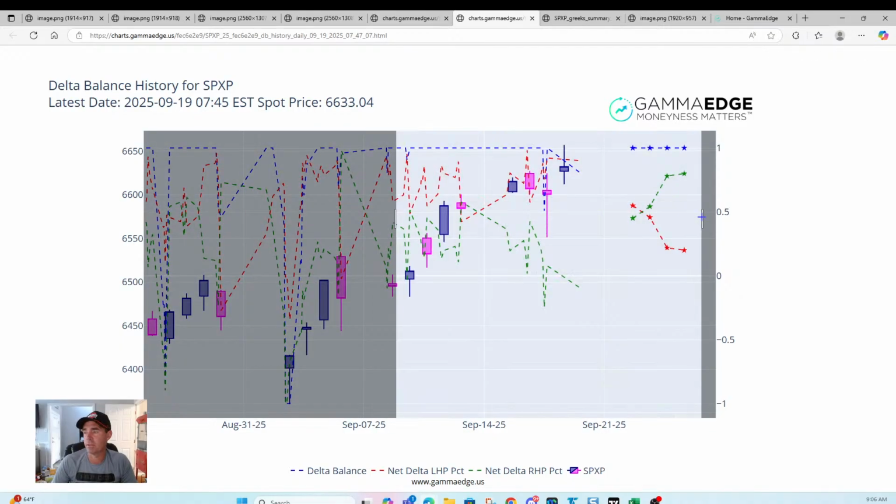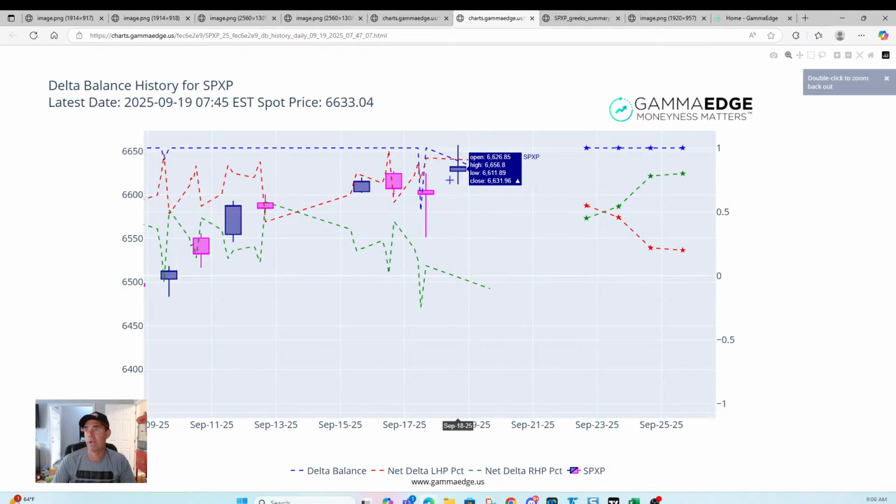All right, moving on to what we call the delta balance. Again, interactive charts here at GameEdge. All of our charts are interactive and allow you to scroll over to look at individual strikes as well as the prices that are associated with those days. We're seeing a negative slope in the right-hand plane. We separate the right-hand plane and the left-hand plane. So the right-hand plane is above spot price. That includes your out-of-the-money calls as well as in-the-money puts. The left-hand plane is the red dotted line. Those are your in-the-money calls below spot price, as well as your out-of-the-money put hedging.